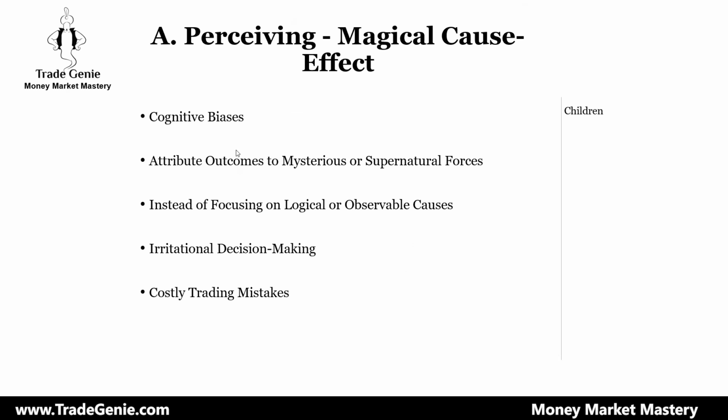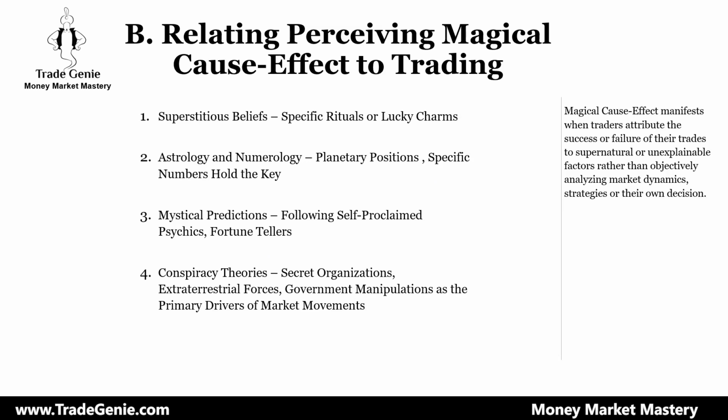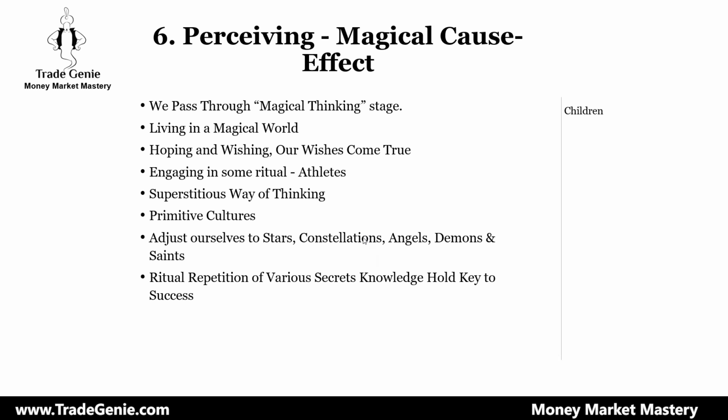So magical cause effect involves cognitive biases: seeing what we want to see, and what is not happening, we just ignore it, closing the box, attributing outcomes to mysterious or supernatural forces instead of focusing on logical or observable causes. So instead of thinking logically about complex cause and effect, not just believing in these superstitious things. So irrational. If I believe in the stars and constellations, think about that. If I believe the stars and constellations are aligned, or they are against, the conjunction and all that.